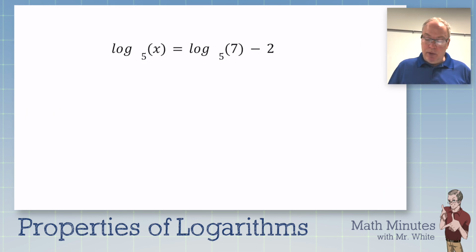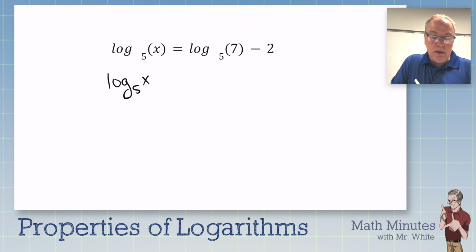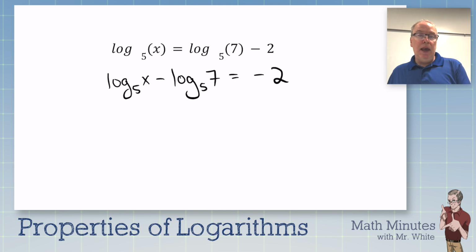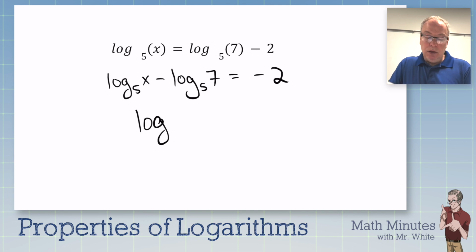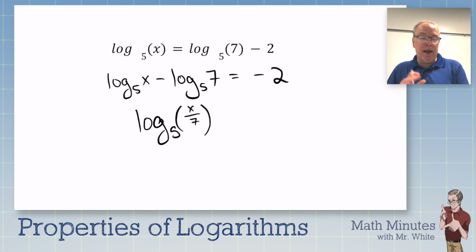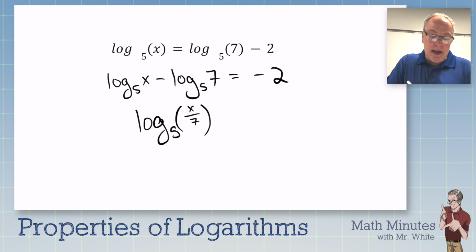All right, another example here. I said get all the logs to one side. So I'm going to subtract the log base 5 of 7 and get it to the left side. Okay. And now I'm going to rewrite this as one logarithm. Log base 5 of x over 7, not negative 7, just x over 7. Because remember, when you have a negative sign, it simply means it belongs in the denominator on the inside of the logarithm. Equals negative 2.